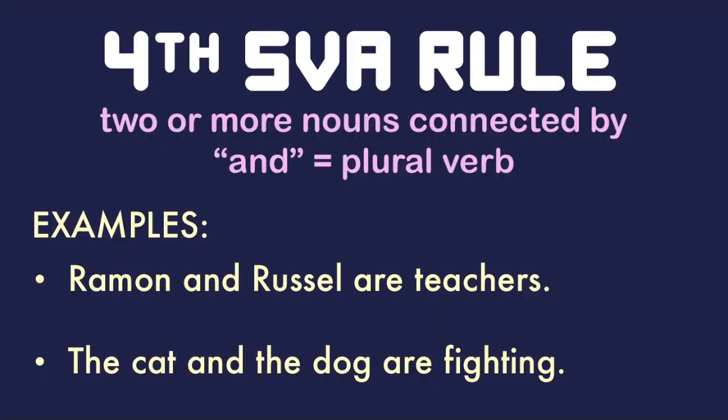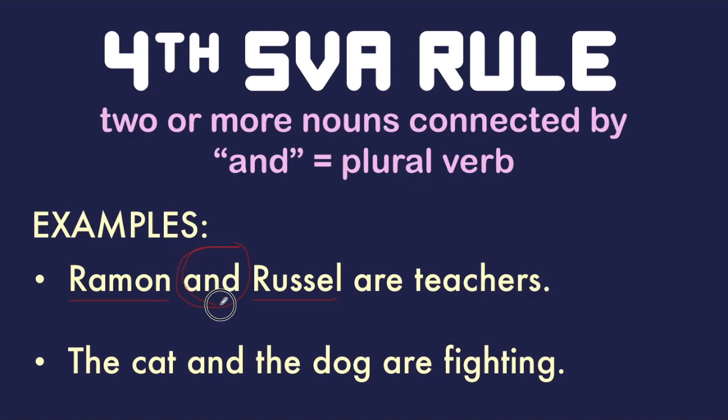Okay, so let's start with the 4th SVA rule. 2 or more nouns connected by the conjunction and, we should always use the plural verb. Okay, so let's use the first example here. It says here, Ramon and Russell are teachers. And as you can see, this sentence used the conjunction and to talk about Ramon and Russell.